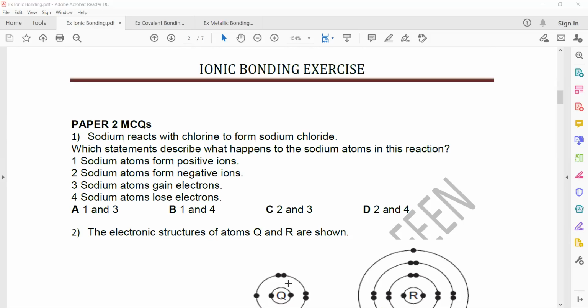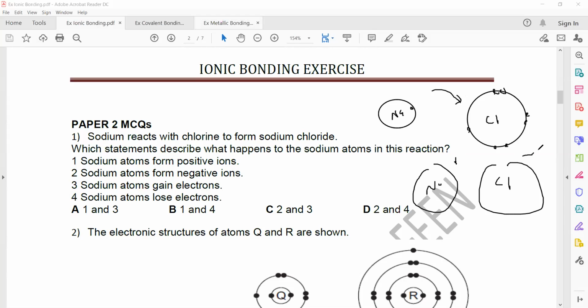So basically what happens, sodium is a metal and metals tend to lose electrons. And in an ionic bond, there's a complete transfer of electrons. Sodium belongs to group 1, chlorine belongs to group 7, so there are 7 electrons. So an electron actually travels from sodium to chlorine. So sodium will form a positive charge and chloride will form a negative charge. So the question was, what happened to the sodium atom? Form a positive ion, that's true. And it loses an electron, that's also true. So B is the right answer.